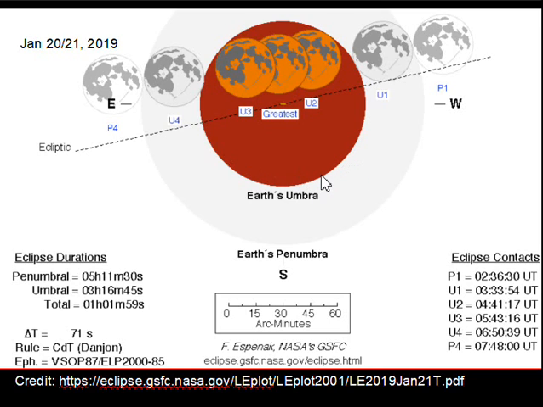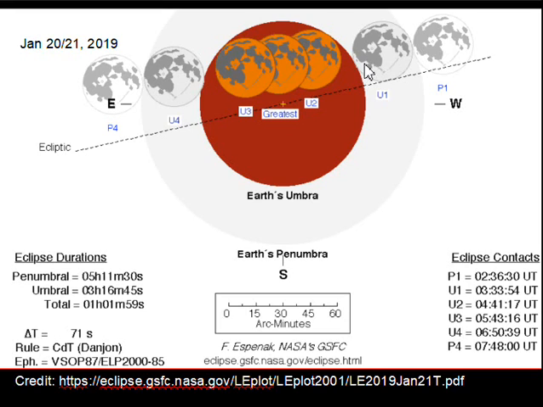So umbra is important. So if we have these eclipse contact times, U1, that's an important time. That's when the moon is just first contacting the umbra of the Earth. So we're going to get the start of the partial eclipse.